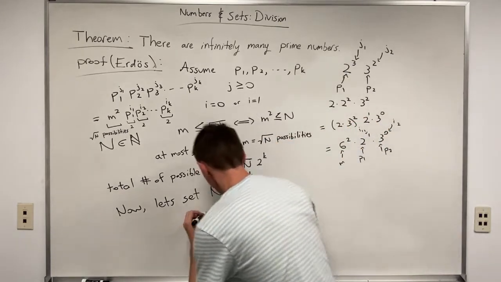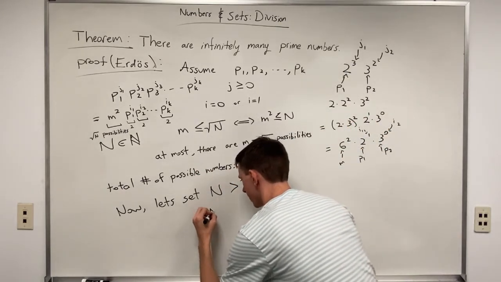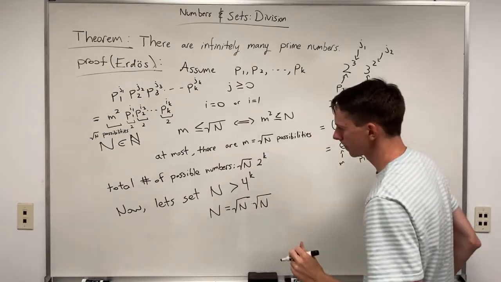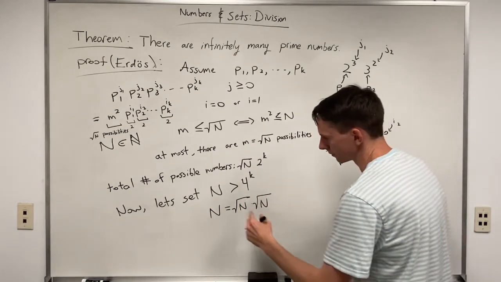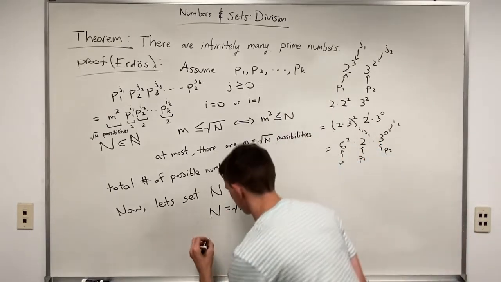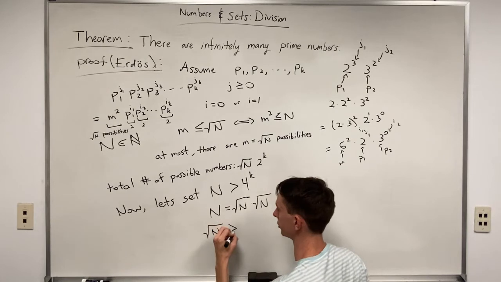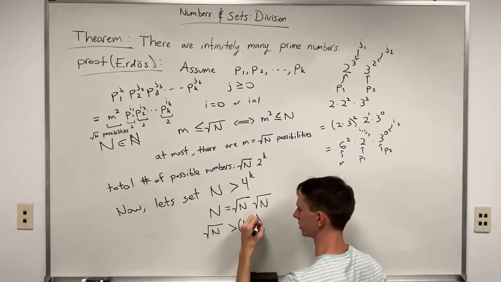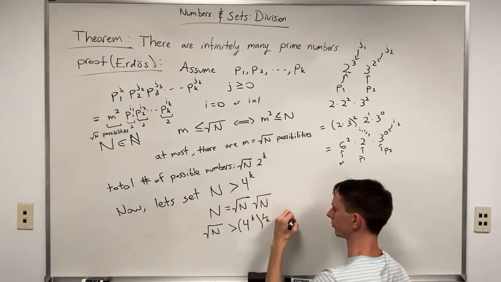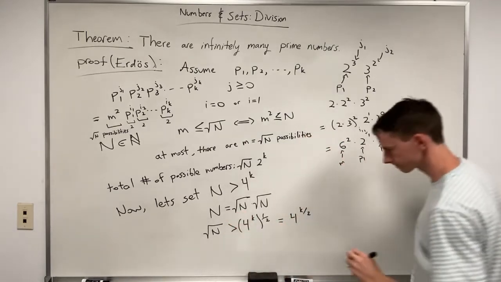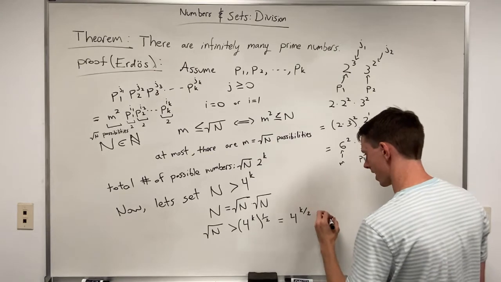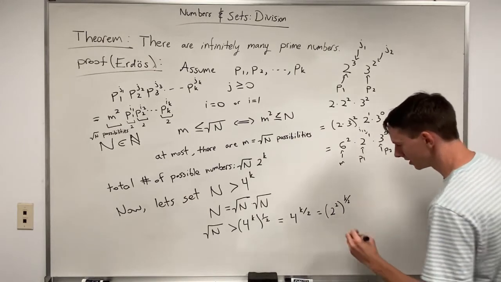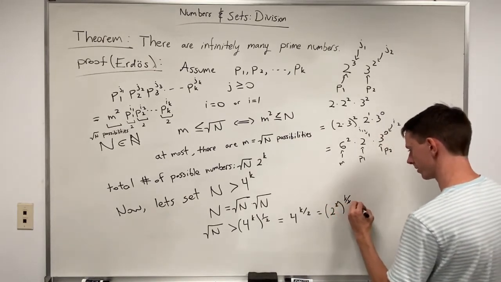So let's see, how should I do this? I can write that n is equal to the square root of n times the square root of n, like that. And now, if n is greater than 4 to the k, then we're going to have that square root of n should be greater than square root of 4 to the k, or in other words, 4 to the k raised to the 1/2, which is going to be equal to 4 to the k over 2, which can be written as, 4 can be written as 2 squared, to the k over 2, like that. The 2's are going to cancel out right there, so that's going to be 2 to the k.